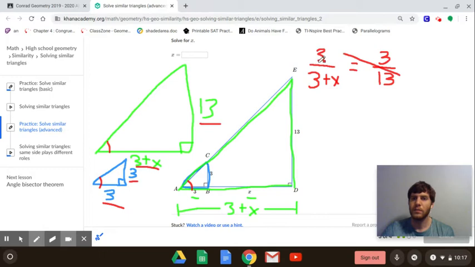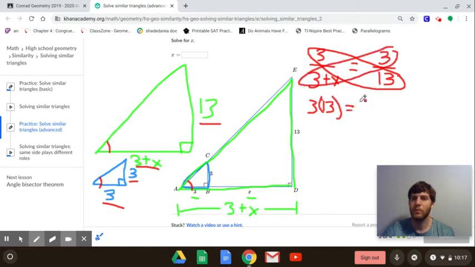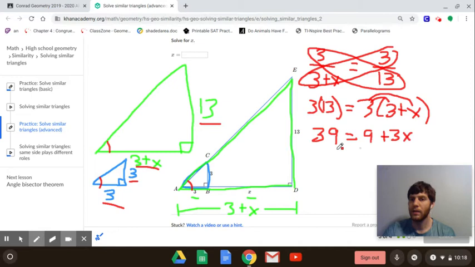So 3 times 13 on one side as we cross multiply. And then here, right, we would have 3 times 3 plus x. Okay, so that's 39. If we distribute our 3, that's going to be 3 times 3 is 9. 3 times x is 3x. Okay, you subtract 9 from both sides. So minus 9, minus 9. You end up on the left side with 30. On the right side, you're left with 3x. And then you divide by 3, and we get 10 equals x.